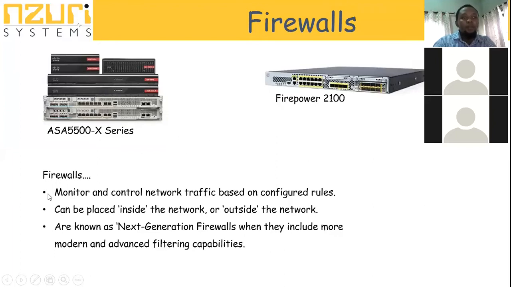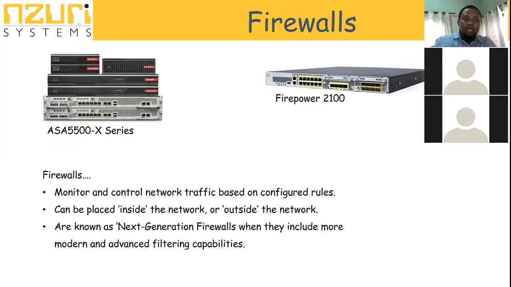What firewalls would basically do for you is monitor and control your traffic based on configured rules. So what you tell your firewall to look out for. Maybe you tell your firewall, don't allow any FTP traffic into my network. As soon as it sees FTP traffic, it blocks it. You decide what your firewall is supposed to do. By default, firewalls block everything until you start configuring them.